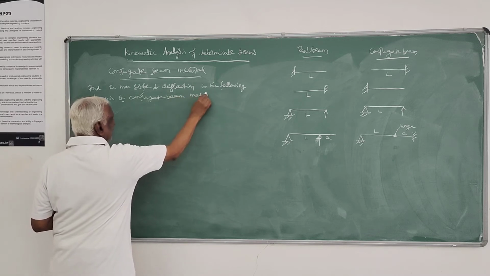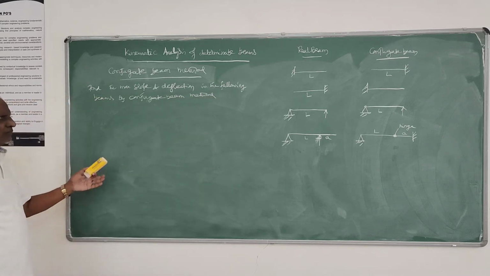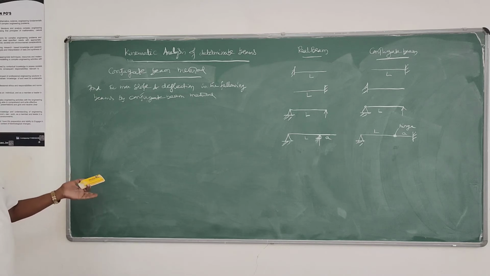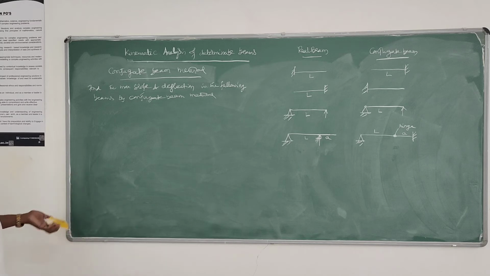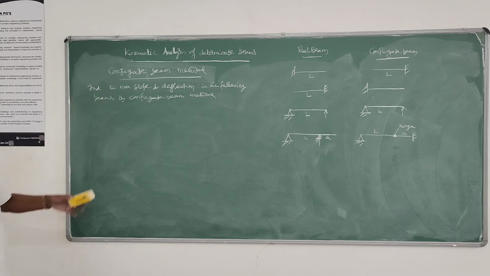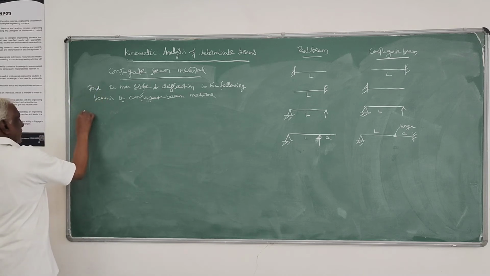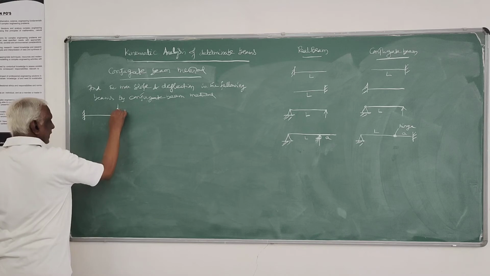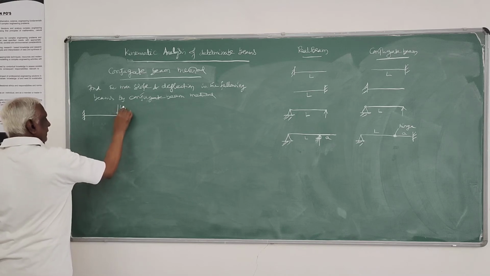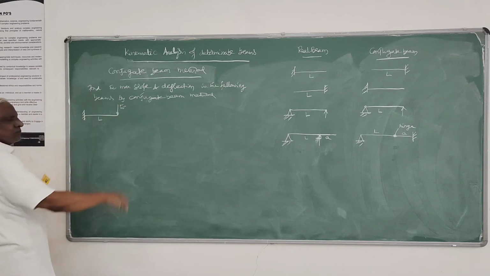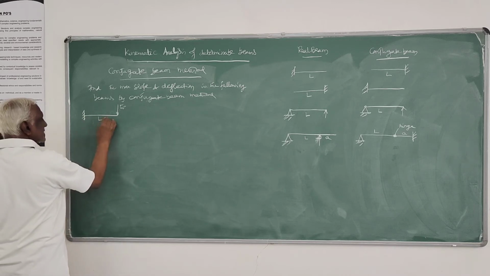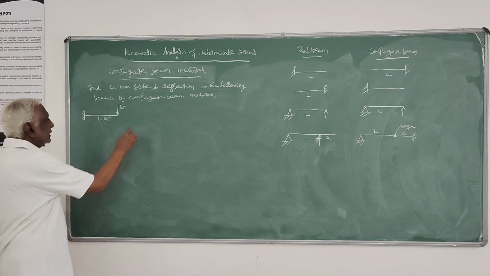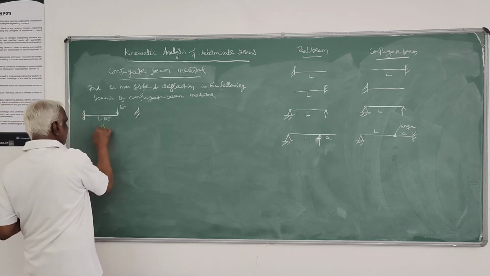I will take up about a dozen problems or less than that. I will work 50% of that here, and the remaining you can work. That completes this conjugate beam method, or kinematic analysis of determinate beams. First problem, you can take this standard example case, where EI is constant. Then this is the first example.